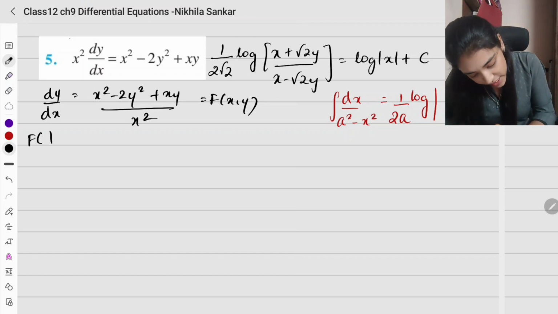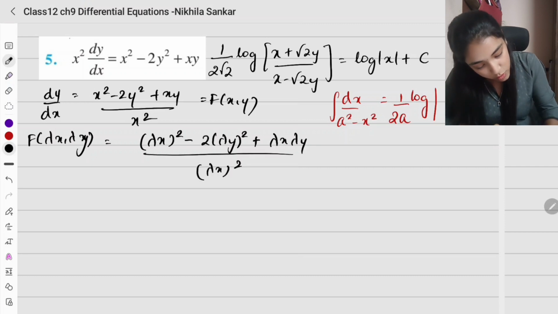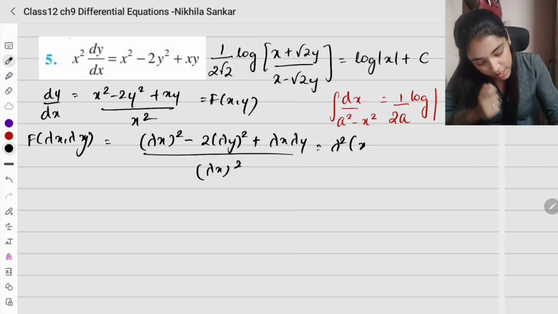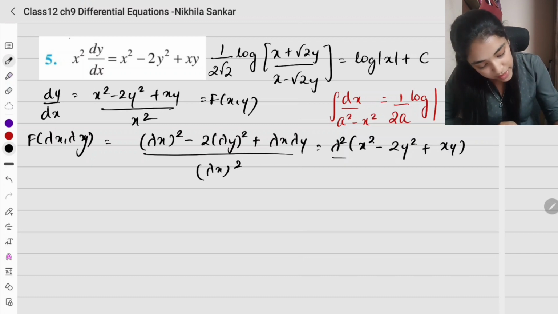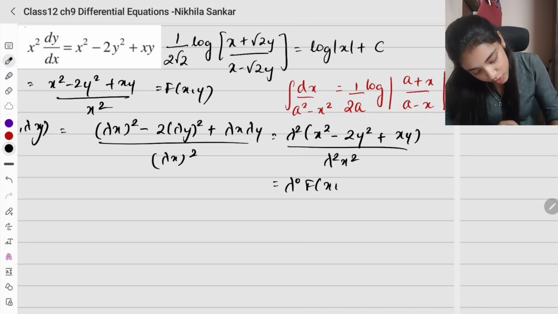Okay, shall we check whether this is homogeneous? I'm going to put lambda x, lambda y. So I'll have (lambda x the whole square minus 2 times lambda y the whole square plus lambda x lambda y) divided by (lambda x the whole square). Now taking lambda square common, (x square minus 2y square plus xy) divided by lambda square x square. So this is nothing but lambda to the power 0 of f of xy. Lambda lambda cancel, right? So this is homogeneous.